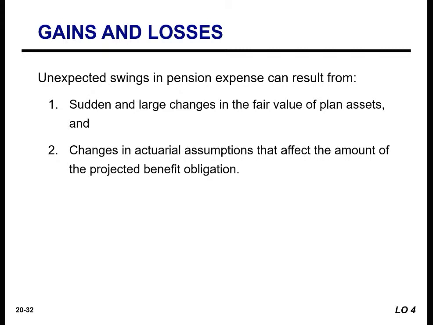We looked at all those 5 components in depth earlier, and some of the unexpected swings in our pension expense can be from sudden or large changes in the fair value of those plan assets, and that is a result of the factors of the stock market, what those plan assets are invested in, changes in actuarial assumptions that affect the amount of the projected benefit obligation.